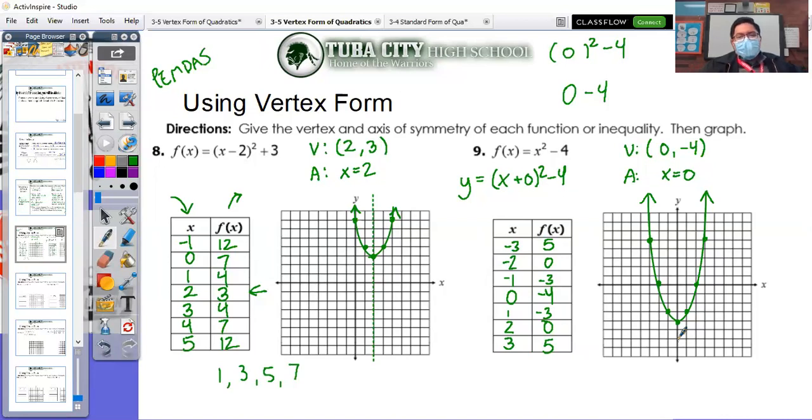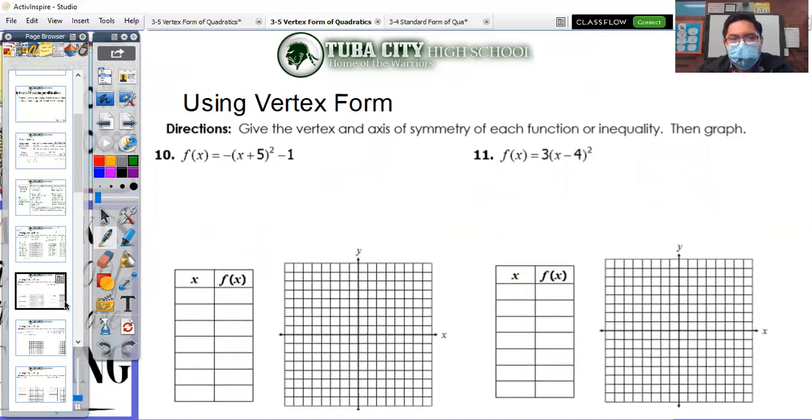So these next ones have a few tricks and stuff to them. All right, so let's see what we can tell about this graph before we even start. So my A value is a negative. And remember, if your A is negative, that means it's going to be going down like a frown.